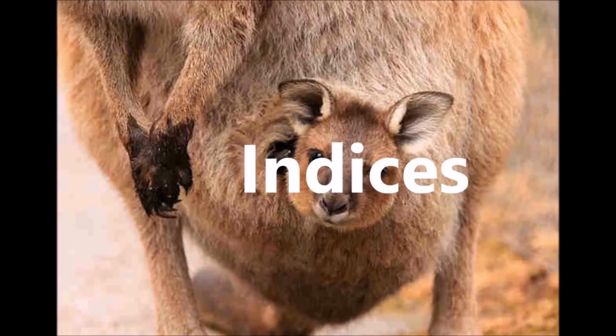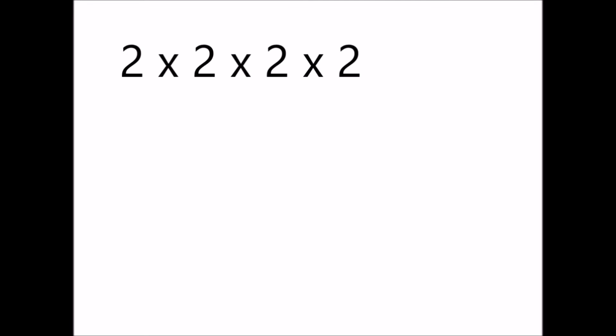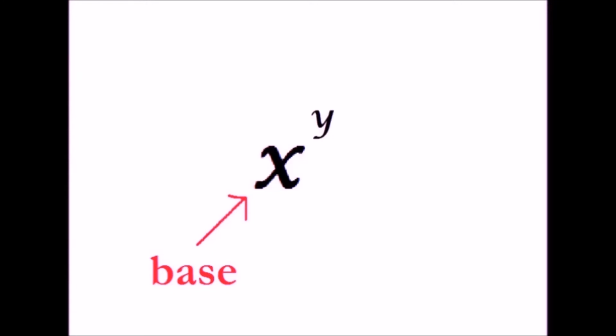And so indices was born. Descartes was like, how about this, guys? Instead of writing out the 2 4 times, let's save paper and just write 2 to the power of 4. And everyone was like, heck yeah, this guy has the right idea. So this form of maths has continued on to today, where we have a number called the base, that's going to be multiplied a certain number of times, and a smaller number on top of it called the exponent that tells us how many times we have to multiply this number.